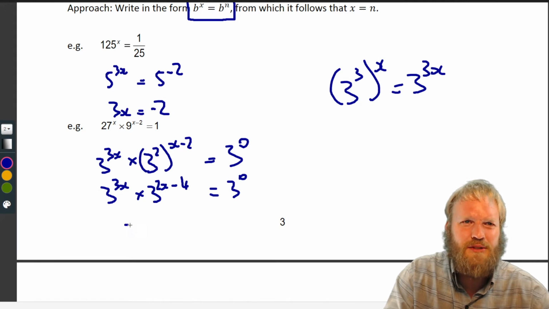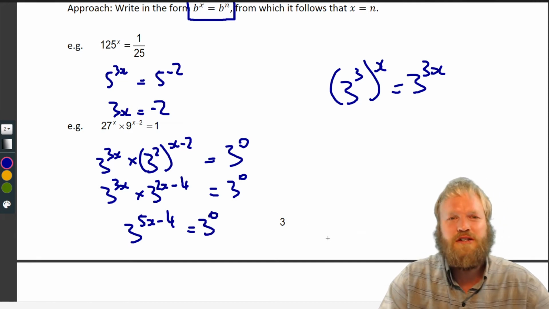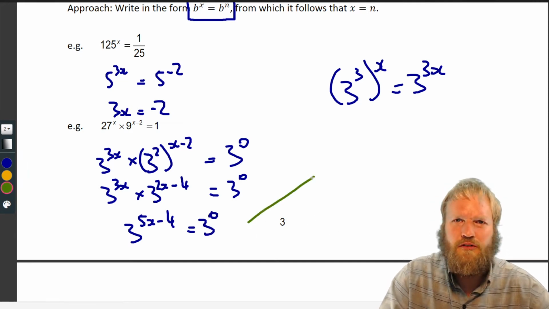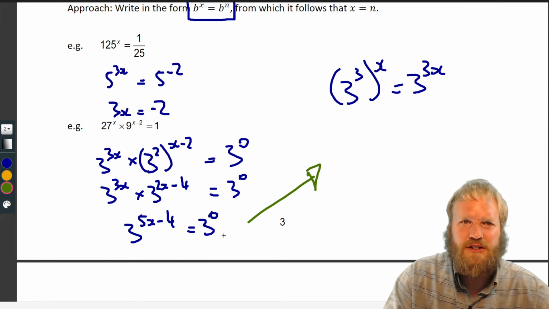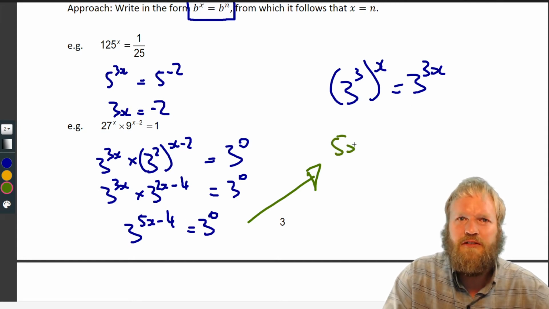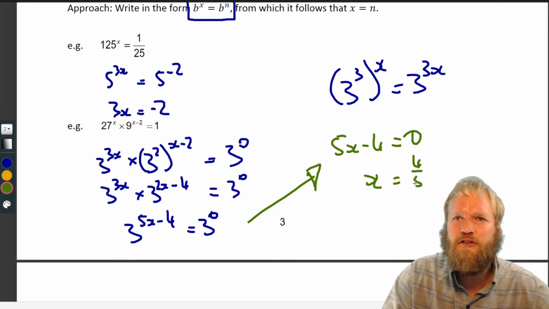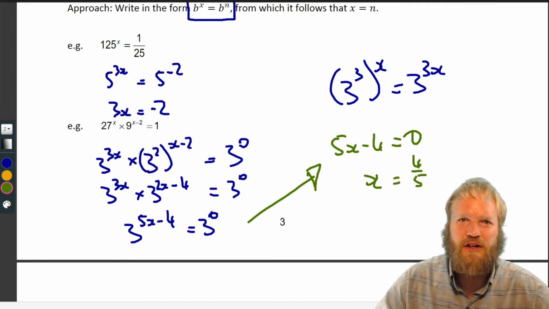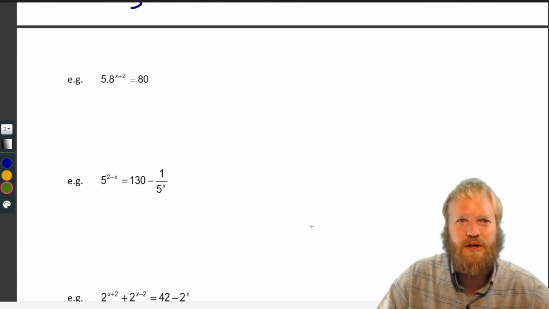Bases are the same, multiplying. So let's add exponent. 3x plus 5x gives us 5x minus 4 equals 3 to the 0. Cool. From there, bases are the same, exponents are the same. 5x minus 4 equals 0. X equals 4 over 5. Done. Next one. Pause. Got your breather, let's go.